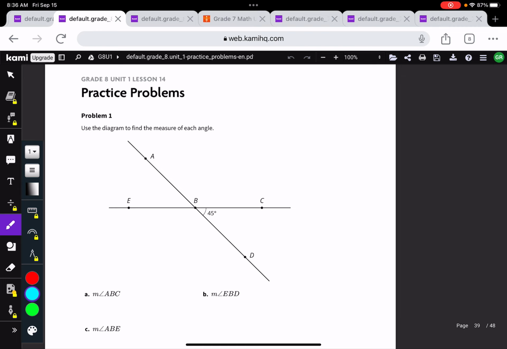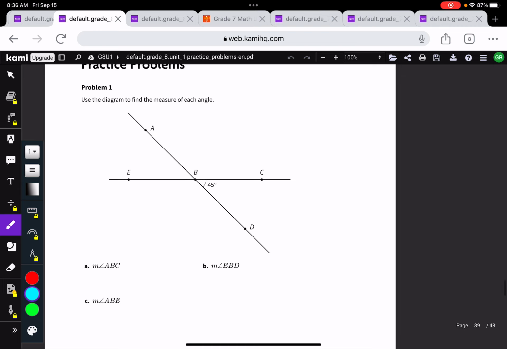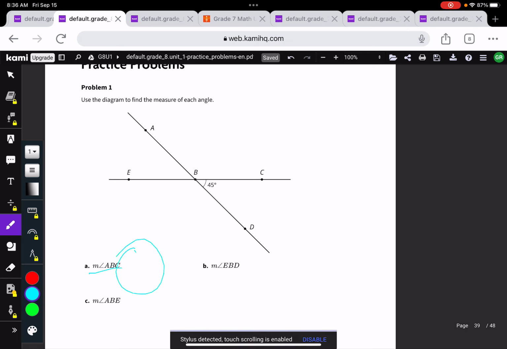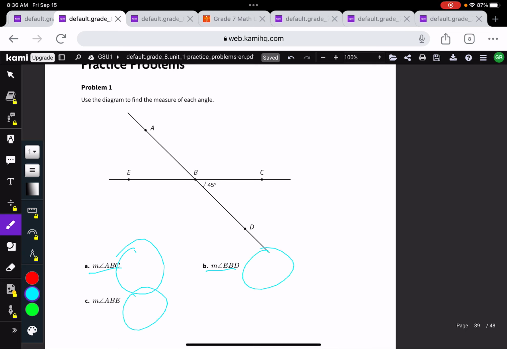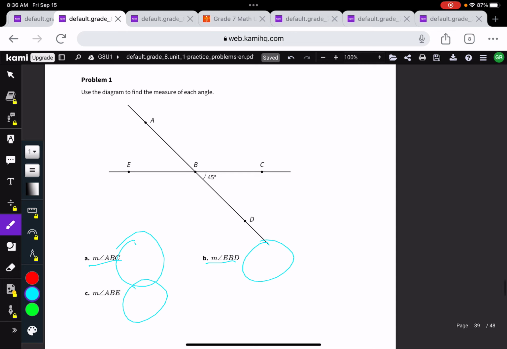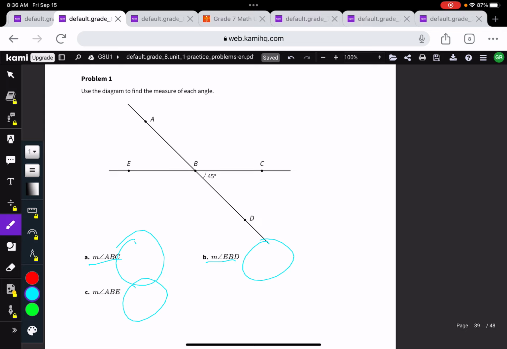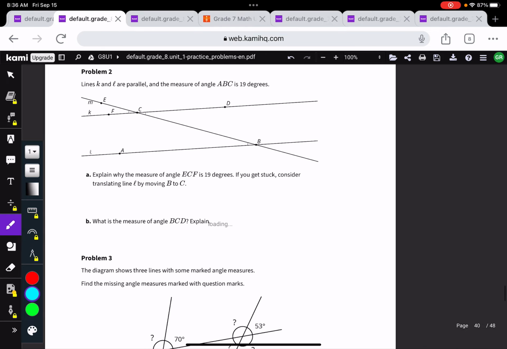Use the diagram to find the measure of each angle. ABC, so write an answer here. What's the measure of ABC? What's the measure of EBD? What's the measure of ABE? And knowing what we know, this is all just vertical angles here. You should be able to do that.